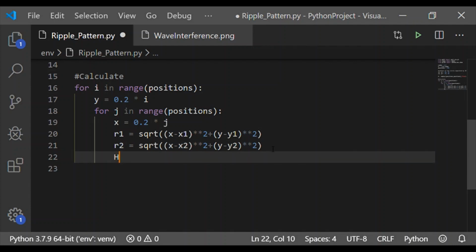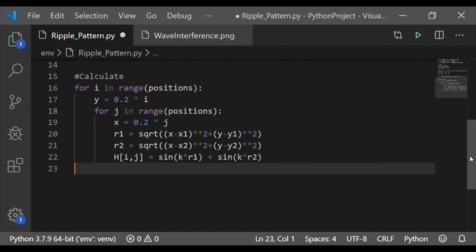Now having both r1 and r2, the height of the wave is nothing but the summation of the sine of these two heights. So it's sine of k times r1 plus sine of k times r2, where k is 2 times pi by lambda, and we have taken amplitude as 1 here. So this summation is stored into the two-dimensional array h.